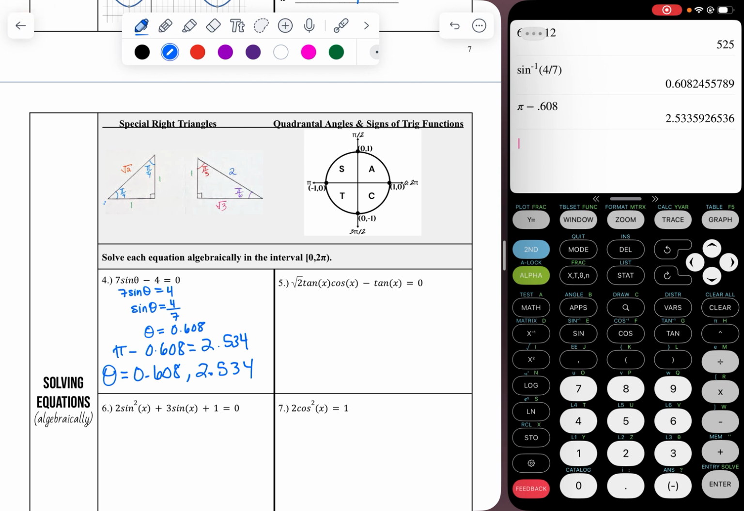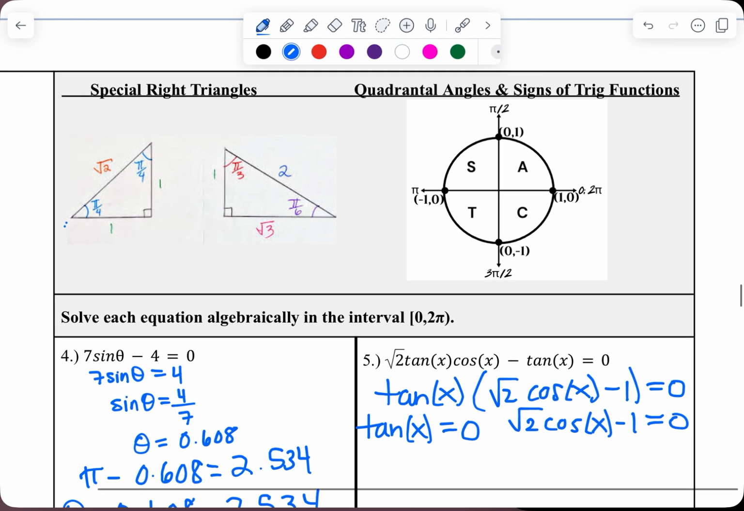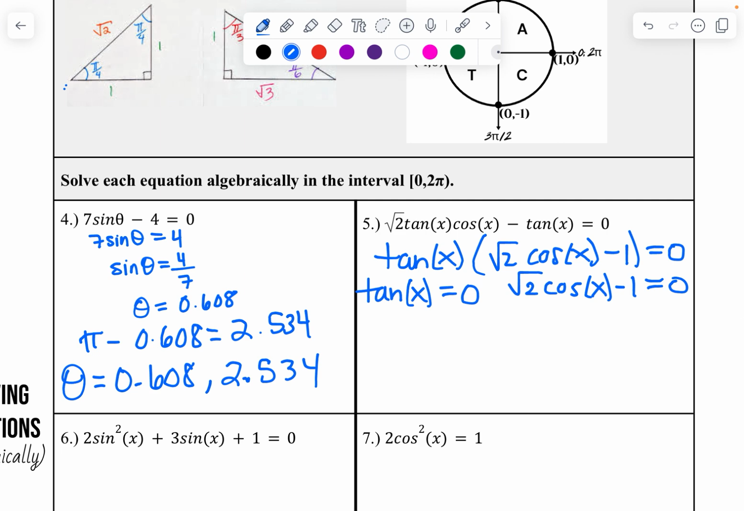All right, number 5. So if we take a look, we see tangent of x in both of these terms, which means we can factor. So let's factor out a tangent of x, and that'll leave us with the square root of 2 times the cosine of x minus 1, still equal to 0. And then zero product property allows us to set each of those factors equal to 0. So the tangent of x equals 0, or the square root of 2 times the cosine of x minus 1 equals 0.